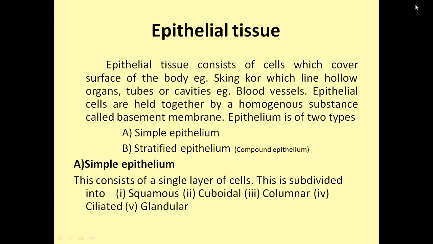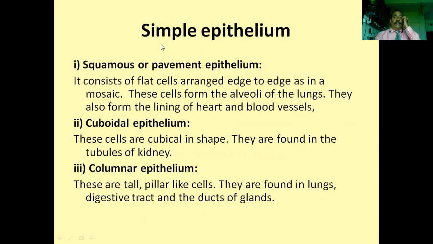Coming to simple epithelium, squamous cells are otherwise called pavement epithelium. It consists of flat cells arranged edge to edge as in a mosaic. You would have seen mosaic tiles in your houses. Simple epithelium actually presents like that. These cells form the alveoli of the lung. They also form the lining of the heart and blood vessels.